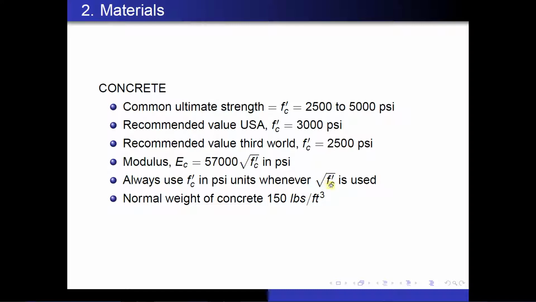Now that might look strange to you because when you take the square root of something that has psi units, you're getting the square root of psi units. But these are empirical formulas. They have been experimentally determined, and so the formulas do work out, even though it looks like it doesn't work out. The answer will come out in psi, even though we have this thing inside square roots. But just always remember psi units when you put it in the square root symbol. Don't use ksi units for f'c when it's under the square root.